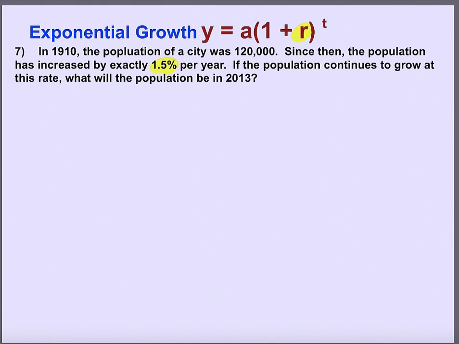In this problem, in 1910, the population of a city was 120,000, so we'll call that our A, our initial amount. Since then, the population has increased by exactly 1.5%, so R is 0.015. And if the population continues to grow at this rate, which means it keeps following the same model, what will the population be?